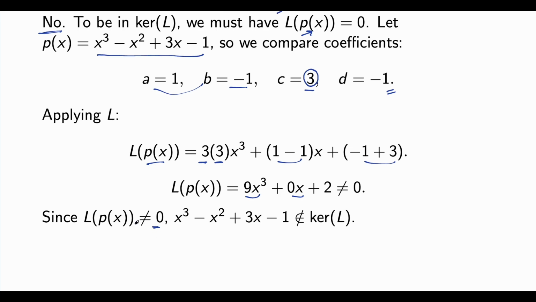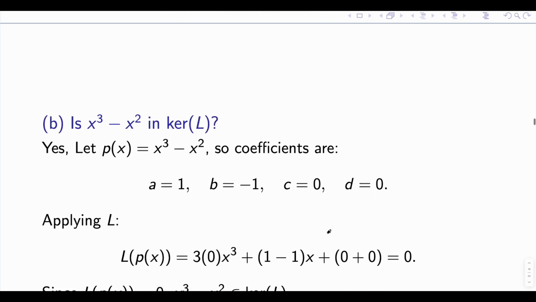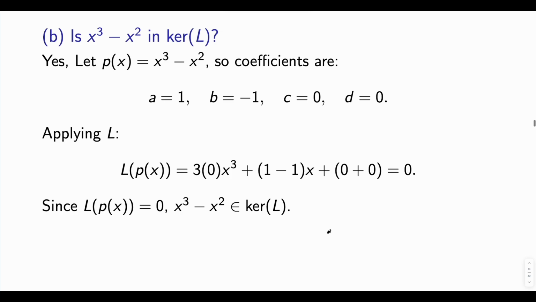To belong to the kernel, it should map to 0. But this is not the case. It means that this vector does not belong to kernel L, right? Similarly, the second part: does this belong to the kernel? The answer is yes. This vector belongs to the kernel.